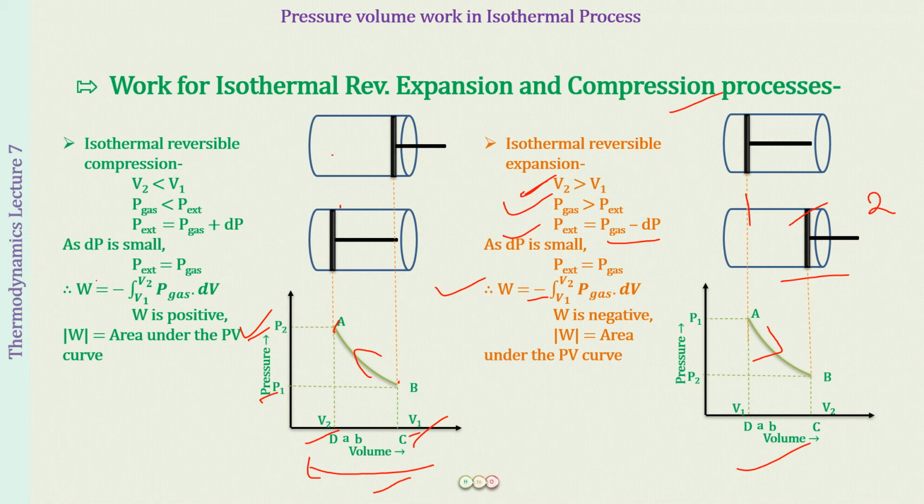So I hope you all remember Boyle's law. Boyle's law: P1 V1 equals P2 V2. Okay, so this is the reverse hyperbola graph that we have. Now what about the work which is going to be done in this process?